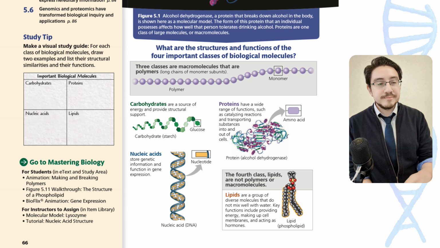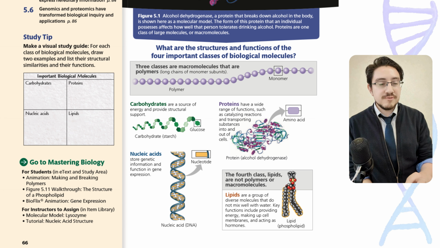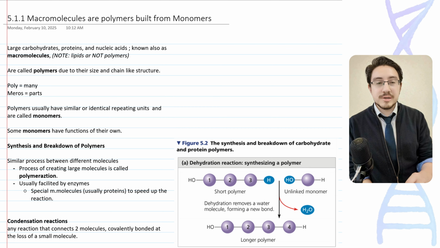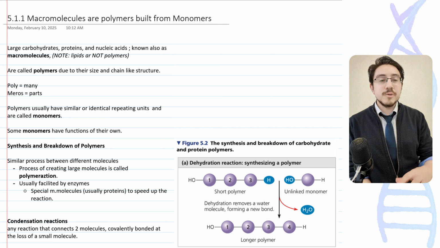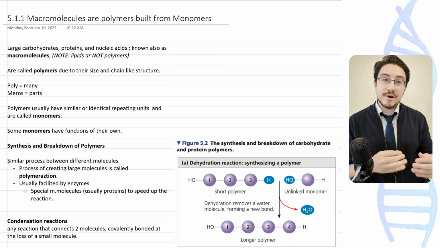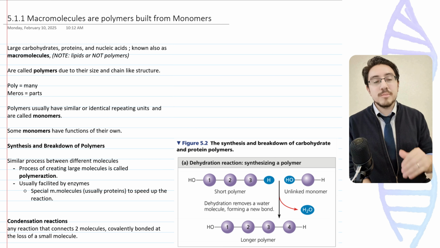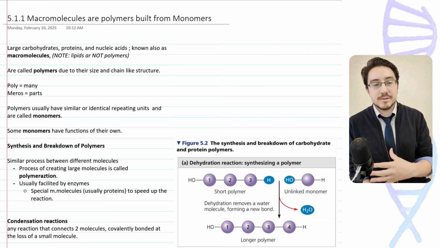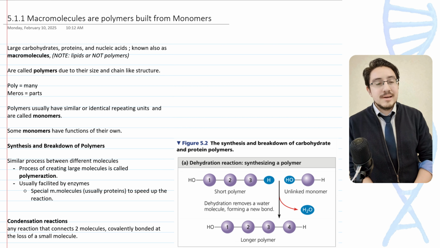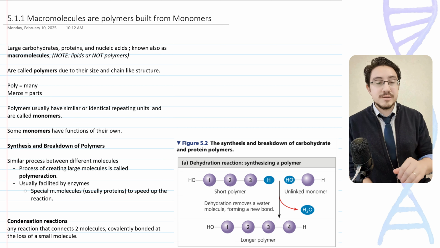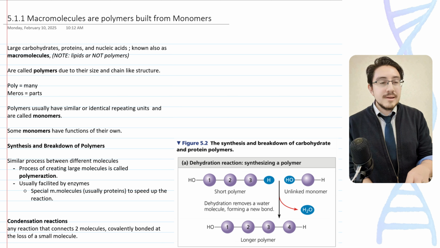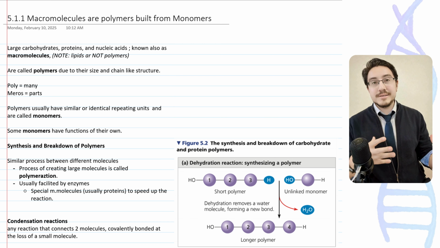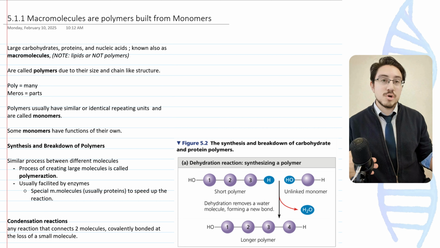Okay. So let's move on to the first section, which is 5.1. Macromolecules are polymers built from monomers. So large carbohydrates, proteins and nucleic acids are also known as macromolecules, large biological molecules. This doesn't include the lipids, like I just mentioned. In general, they're called polymers due to their size and their chain-like structure.